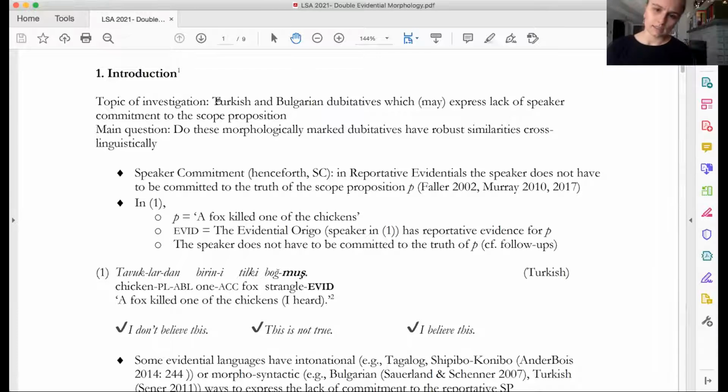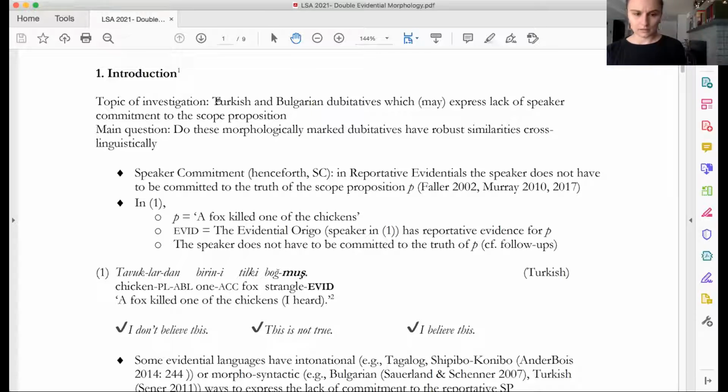In contrast, the Bulgarian sentence can never be followed up by, I believe this. So the speaker has to believe that this proposition is false. As I said, I'm going to compare Bulgarian and Turkish. The Bulgarian data will mainly come from published sources and some elicited data from a native speaker. And I'll mainly talk about the Turkish data and how it's different from the Bulgarian dubitative constructions. But in the end, I'll establish that there is one common feature that these two constructions potentially share, and that's that they both introduce a new indexical element that I'll call evaluator.